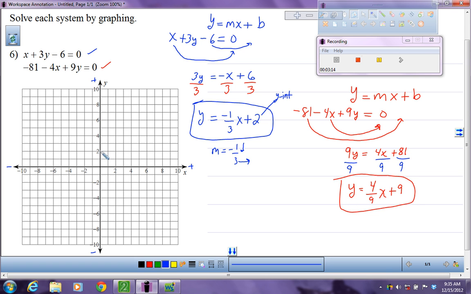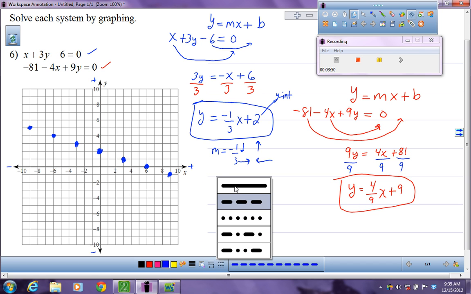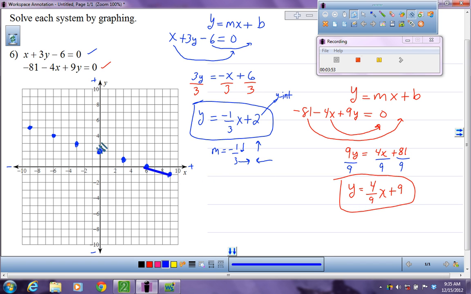So starting at the 2, I'm going to go 1 down and 3 to the right. 1 down and 3 to the right. 1 down and 3 to the right. Got it? Once I finish that side, I can also go the opposite direction, which is 1 up and 3 to the left. And I can pretty much connect the dots right there, right?